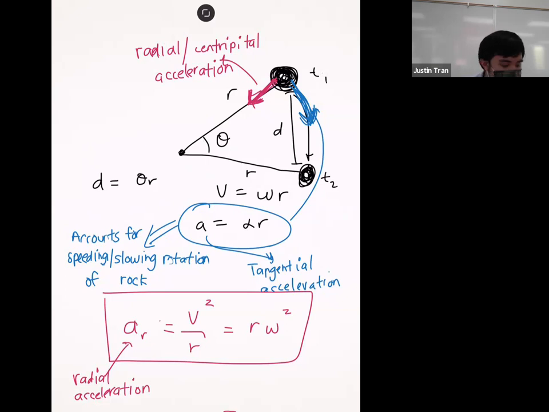And so that's the radial acceleration. The reason we always have the radial acceleration is that as we're twirling the rock around, the direction of motion is constantly changing. And so the goal of the radial acceleration here is to change the direction of motion as the rock rotates around the center.